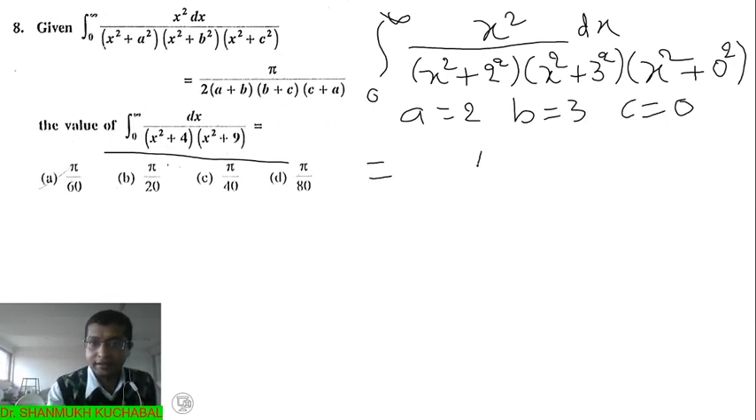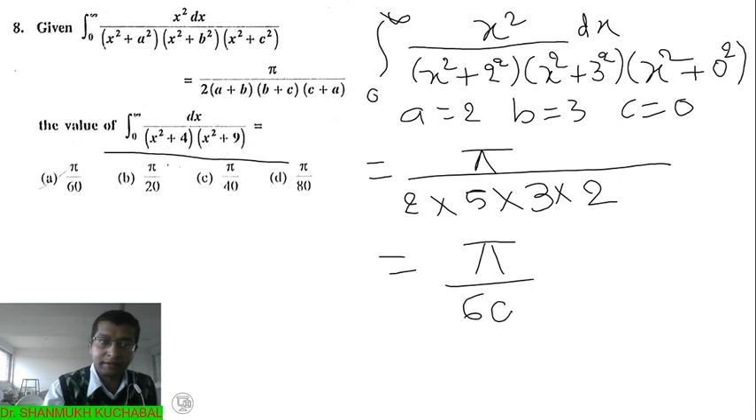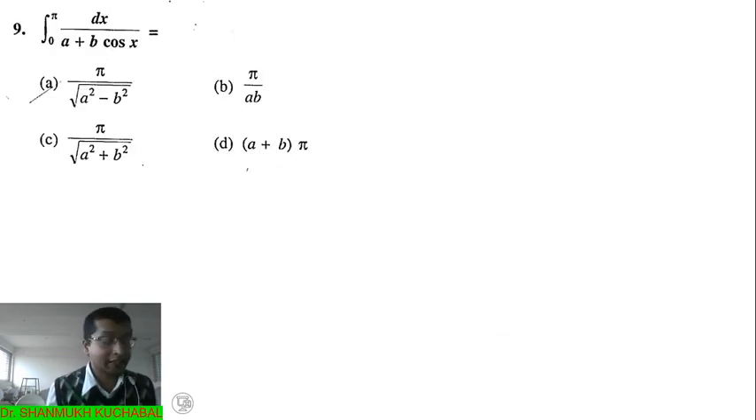So, we get this as pi divided by 2 times a plus b, that is 5, b plus c, it is 3, c plus a, it is 2. If you simplify this, we get pi divided by 60. Therefore, option A, pi divided by 60 is the right answer. Okay, right. We'll move to our next example.